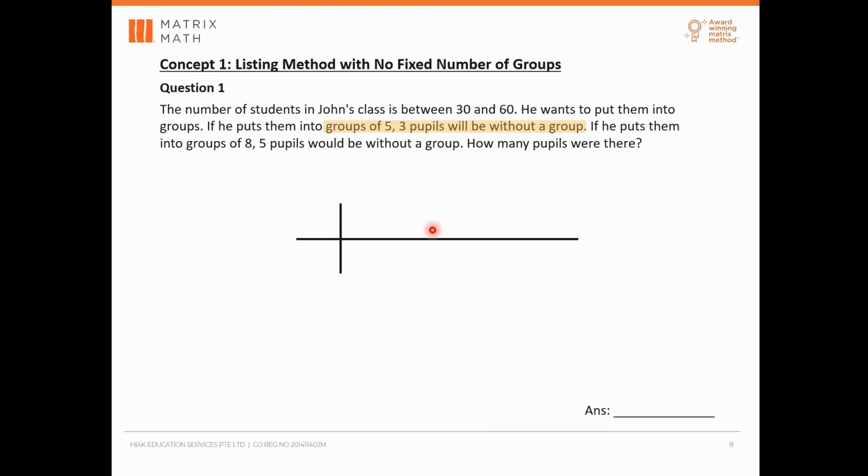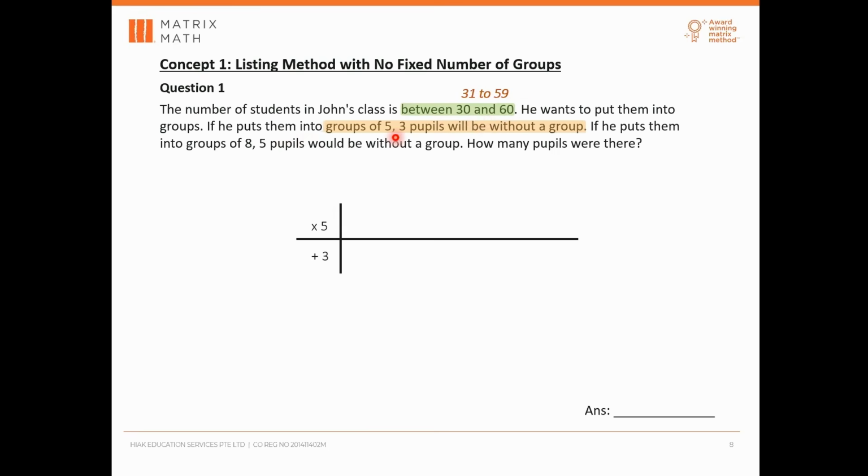Okay, we list. Now, if you put them into groups of 5, it will be 5, 10, 15, 20, and so on. So we're looking for multiples of 5. But do we start with 5? Now we're looking at a number that is between 30 and 60, right? So you don't start with 5. Otherwise, 5, 10, 15 is definitely not the answer. Those numbers are too small. So between 30 and 60 means we are looking from 31 to 59.